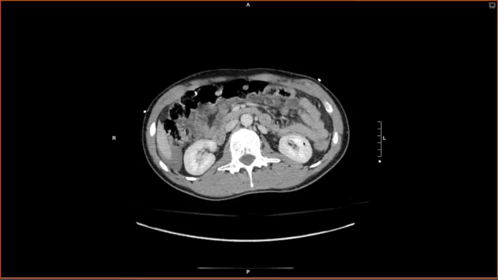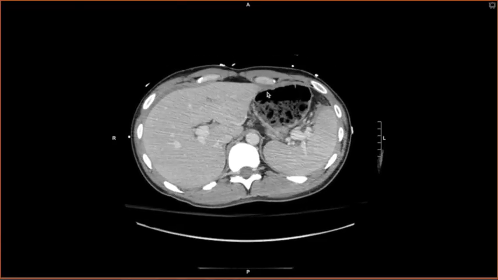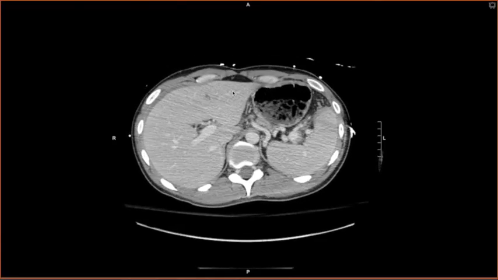Okay, so the first one is a patient who is in a car accident. This is a CT scan of the abdomen. It's with contrast, and I'll scroll through it. On the right here is the liver. On the left here is the spleen. This is the aorta. This is the stomach. Okay? That's just to orient you.